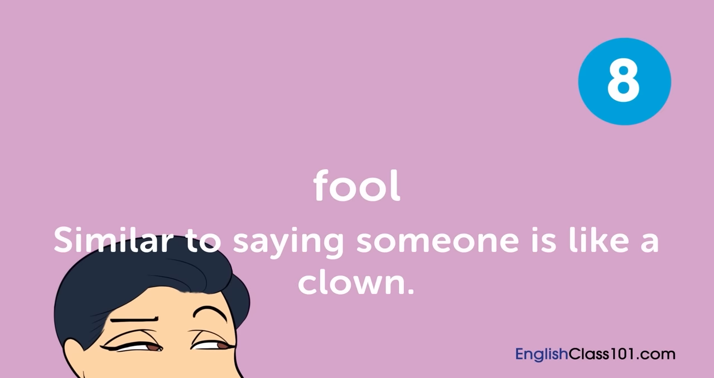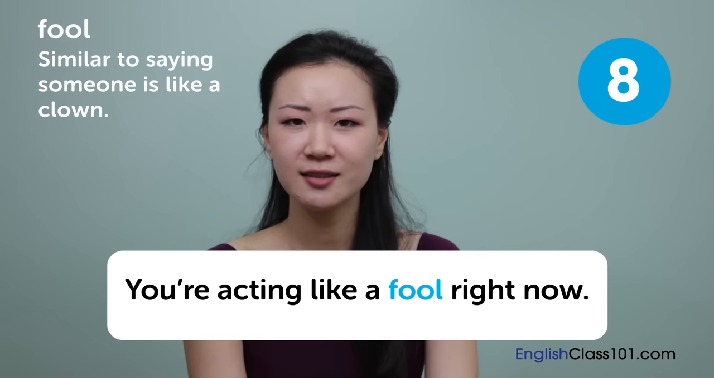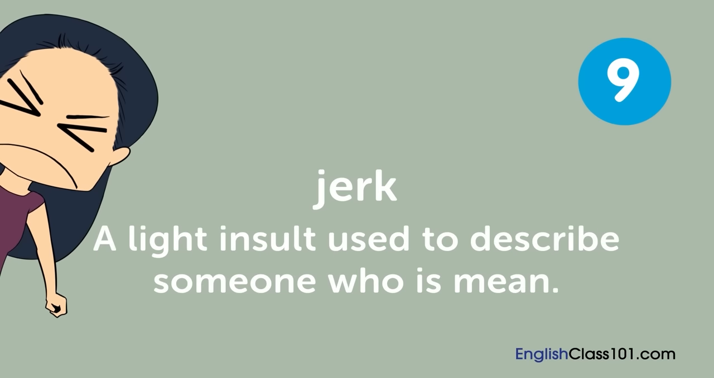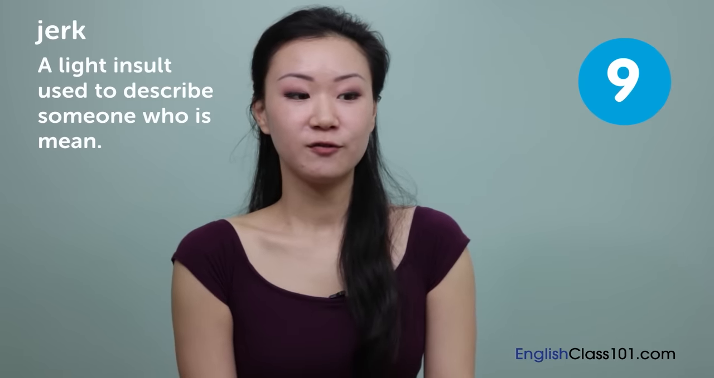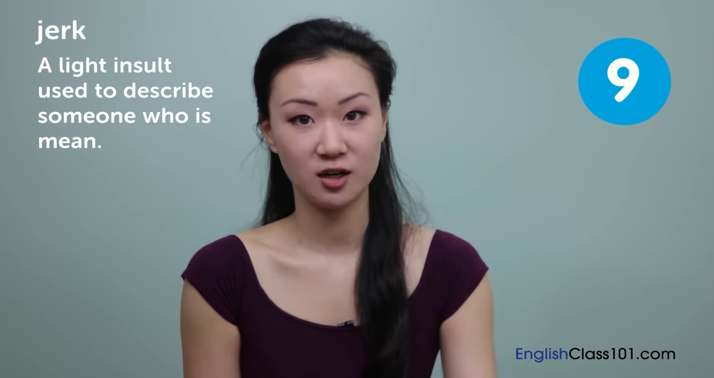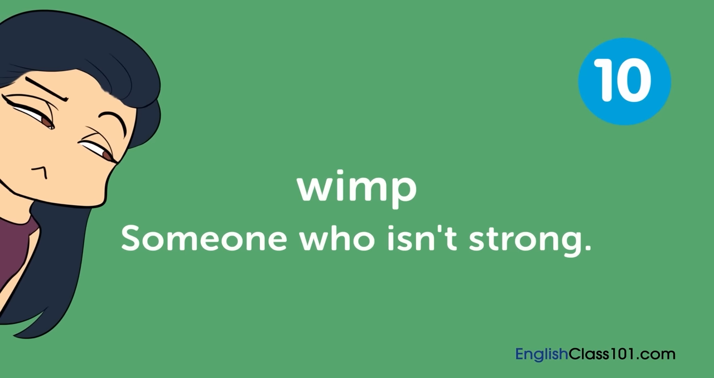Fool. This is similar to saying someone is like a clown. You can say, you're acting like a fool right now. Jerk. This is a light insult used to describe someone who is mean. For example, if there's someone bullying another person, that person is being a jerk. Wimp. This means someone who isn't strong.